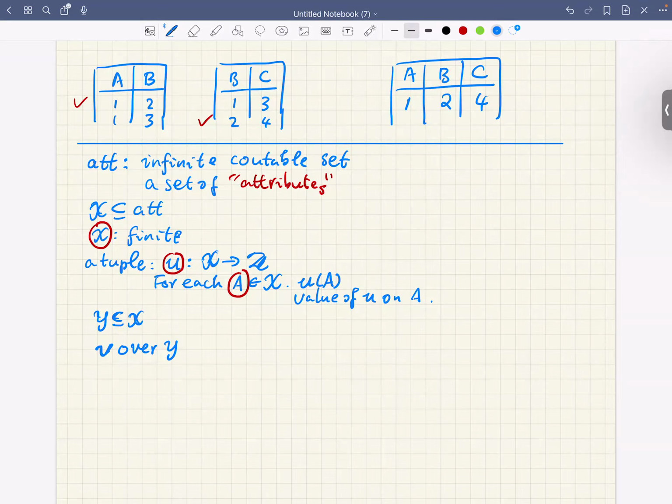If you have a subset Y, then I can define a tuple V in the following way. I'm going to clarify the definition, but before that, let's be clear that this V is a function over Y, so it's a tuple over Y. So this V, okay, so the projection.